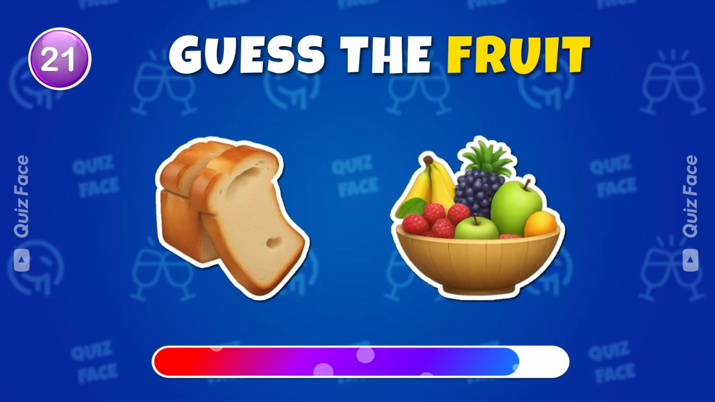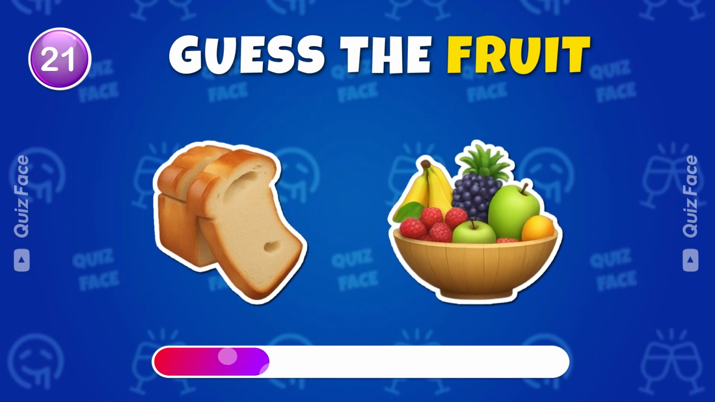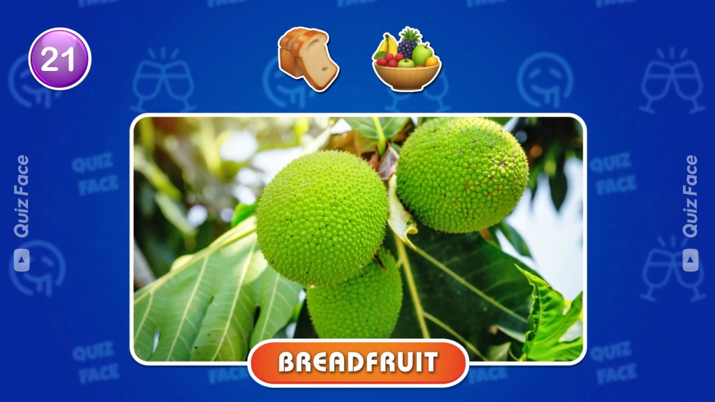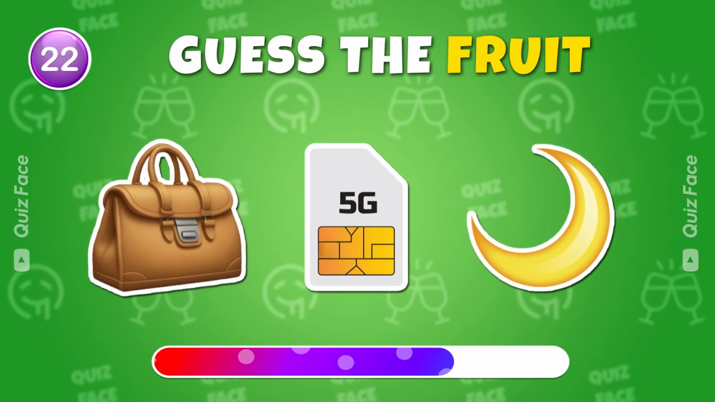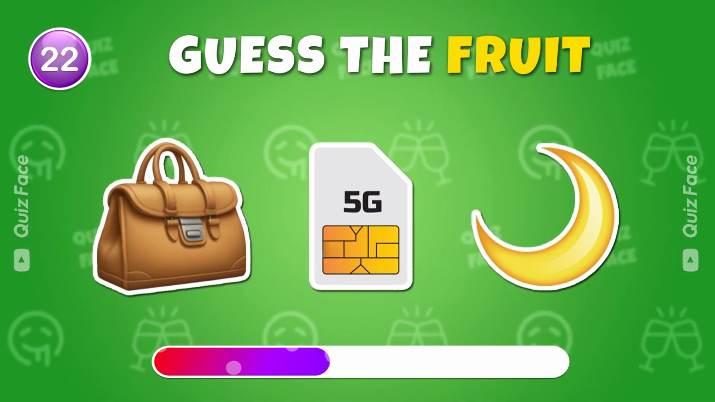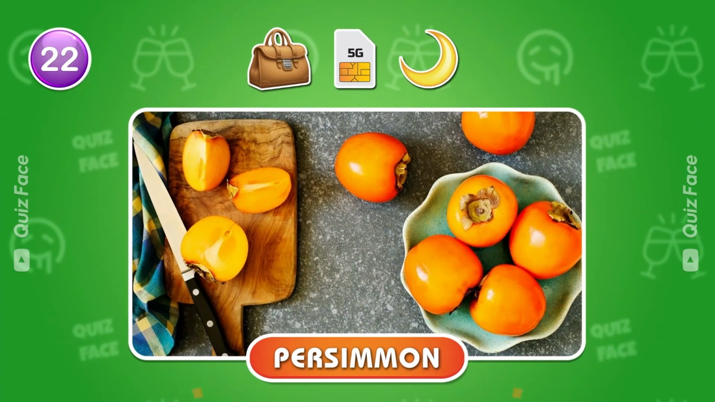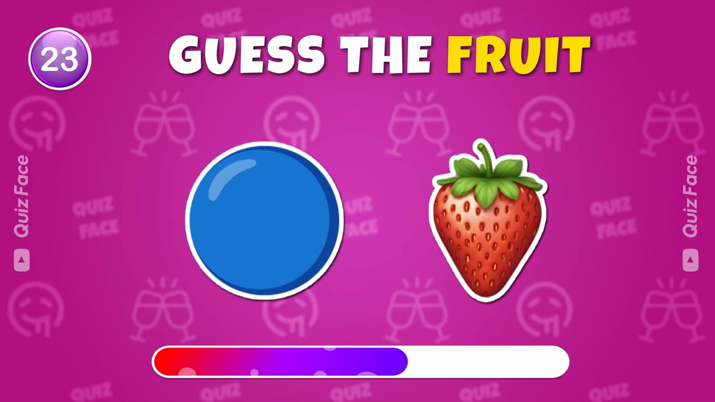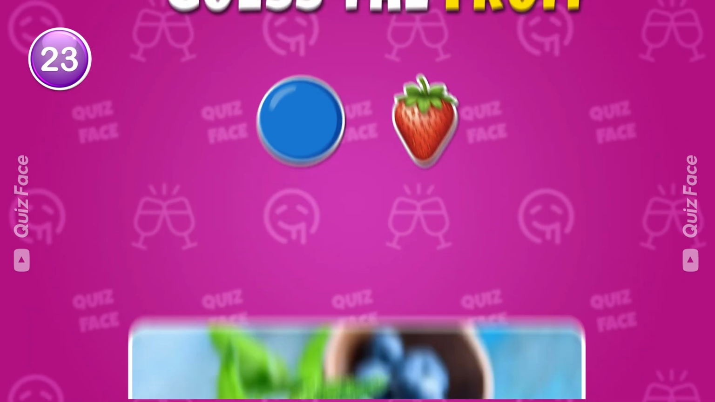Which fruit do you see in these emojis? Breadfruit. Can you spot the fruit in these emojis? It's a persimmon. Can you name the fruit represented by these emojis? Blueberry.